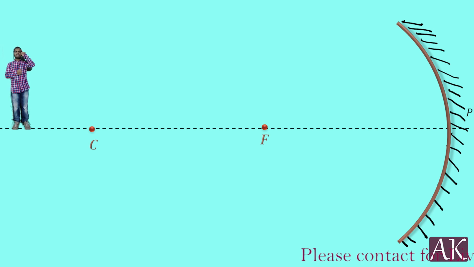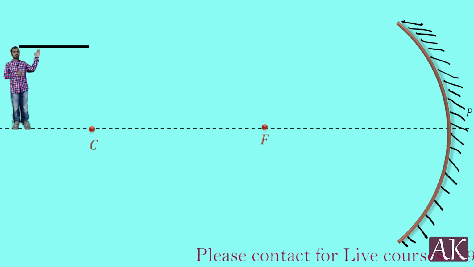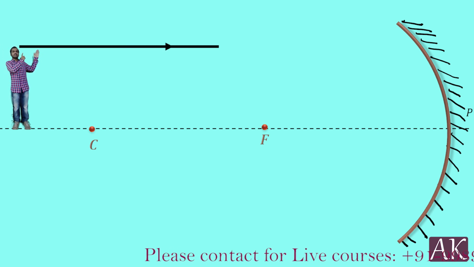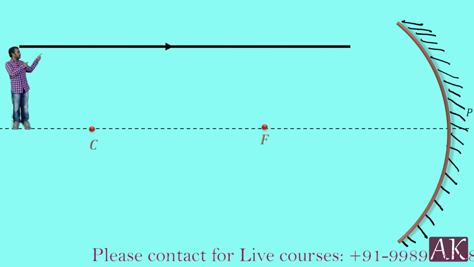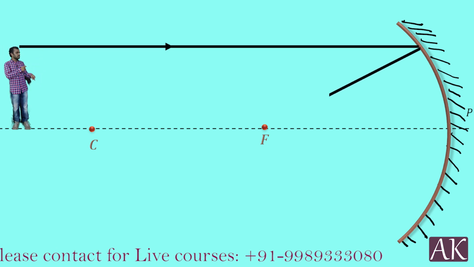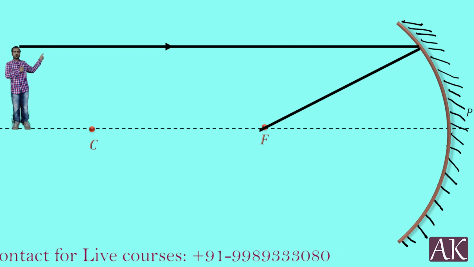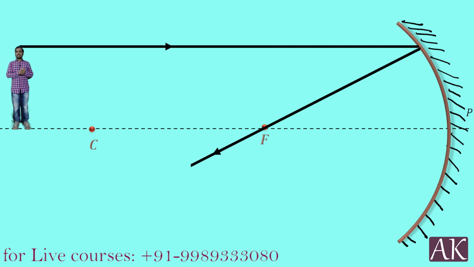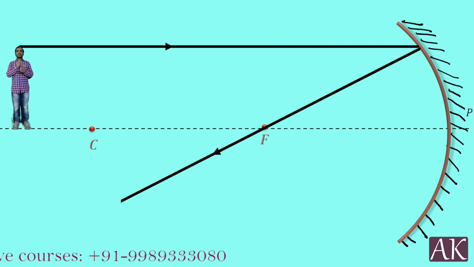The first ray, which I am going to take from the top of my head and moving parallel to the principal axis. Where is it going to hit? It is hitting the curved mirror, and after hitting, it will move in such a way that it will pass through the principal focus. This is the first ray. Consider the second ray now. What is the second ray?